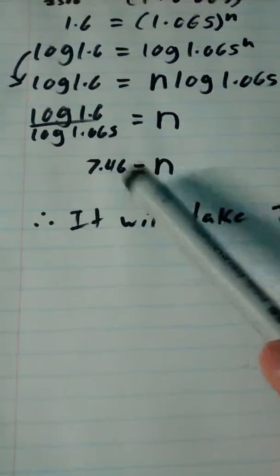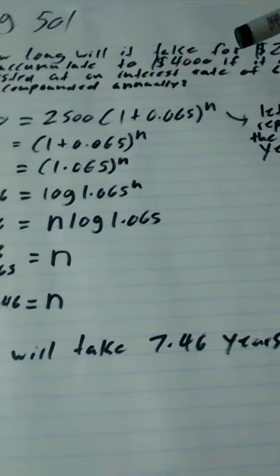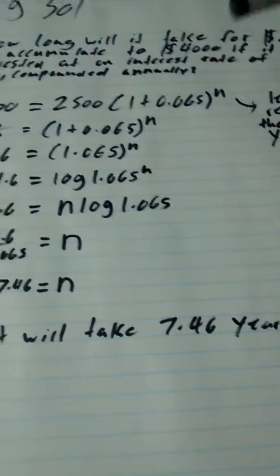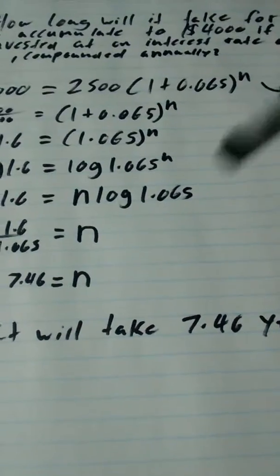And we finally get n equals 7.46. The final answer or conclusion would be: therefore it will take 7.46 years to acquire $4,000 at an interest rate of 6.5% annually with the initial amount of $2,500. That's my video, I guess, and thank you.